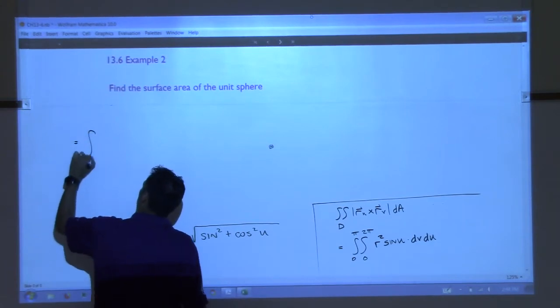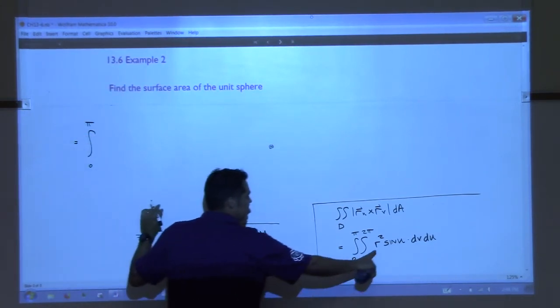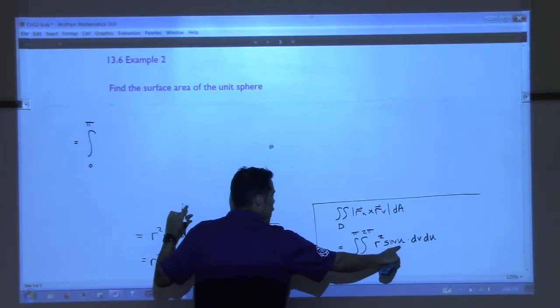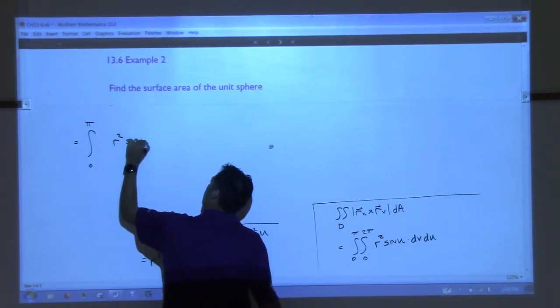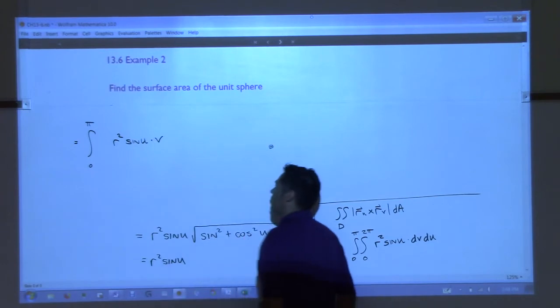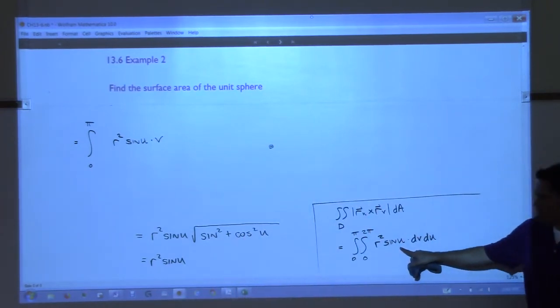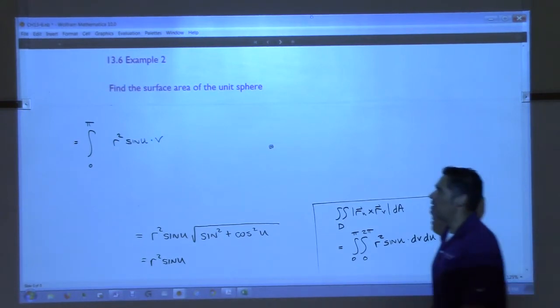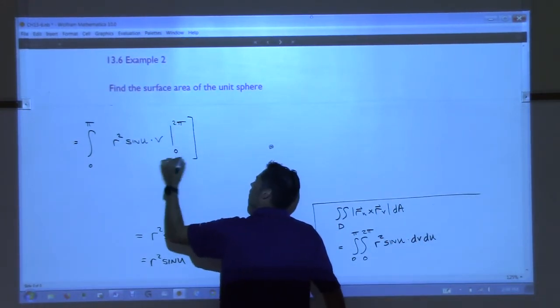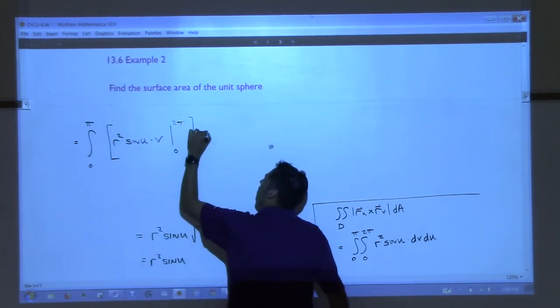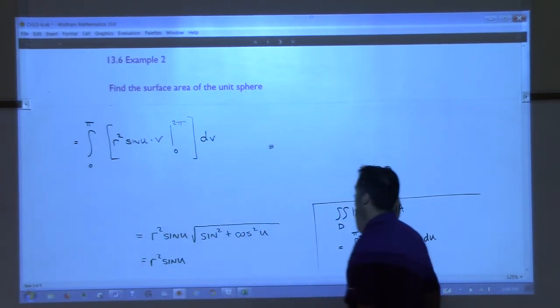Equals integral 0 to pi. Okay, antiderivative of r squared sine u with respect to v would be r squared sine u times v, right? Because r squared sine u is all a constant. So the antiderivative of that would just be that times v, evaluated from 0 to 2 pi. And then after we're done with that, du, sorry.